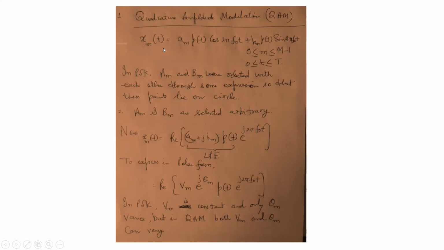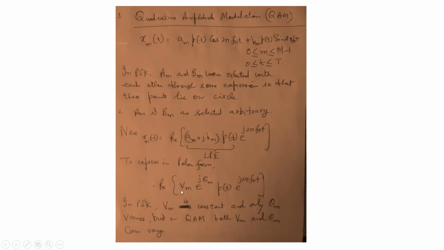Now if this is the modulated signal, how can we express this as the low pass equivalent? It can be expressed as AM plus j BM, because there are two factors, AM and BM. So AM plus j BM, this is the complex part of the amplitude term, and this is p(t) e to the power j 2 pi f naught t, and we will take the overall real part only. And this can also be expressed in the polar form as Vm e to the power j theta m p(t) e to the power j 2 pi f naught t.